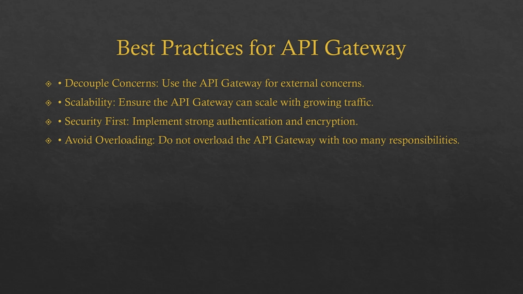To maximize the effectiveness of our API gateway, it's important to decouple concerns by using the API gateway solely for external communication. Ensure that it scales well with increasing traffic and implement strong security measures such as authentication and encryption. Finally, avoid overloading the API gateway with too many responsibilities, keeping it focused on its core tasks.